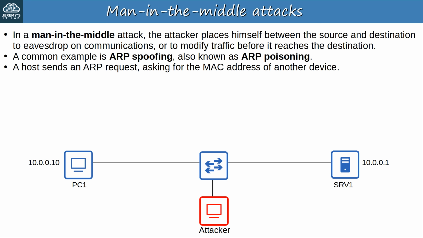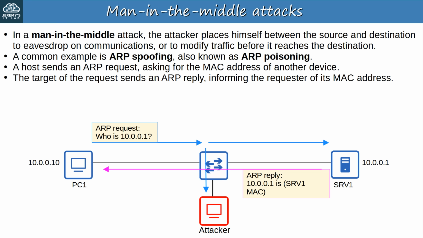In an ARP spoofing attack, a host sends an ARP request asking for the MAC address of another device. In this case, PC1 is asking for the MAC address of 10.0.0.1, which is server 1. Because ARP request messages are broadcast, the switch floods the frame, so both server 1 and the attacker receive it. Then the target of the ARP request, server 1 in this case, sends an ARP reply to inform the requester, PC1, of server 1's MAC address.